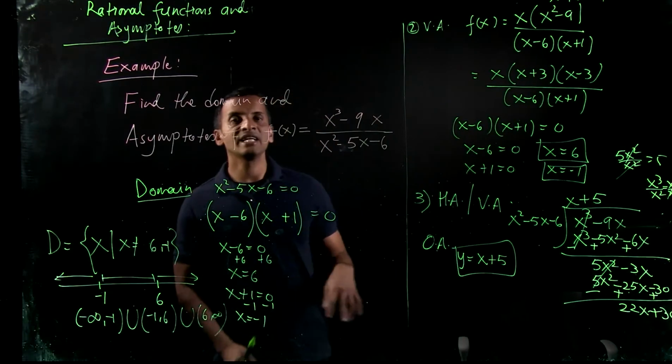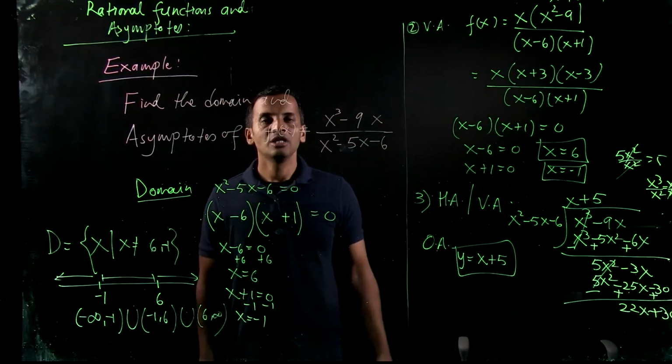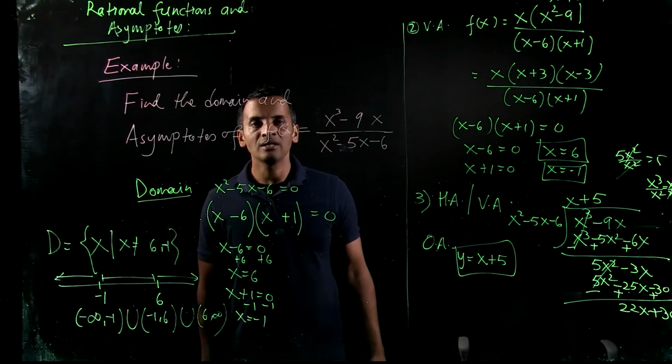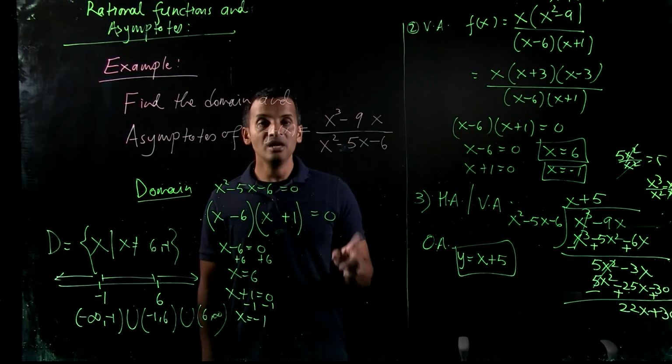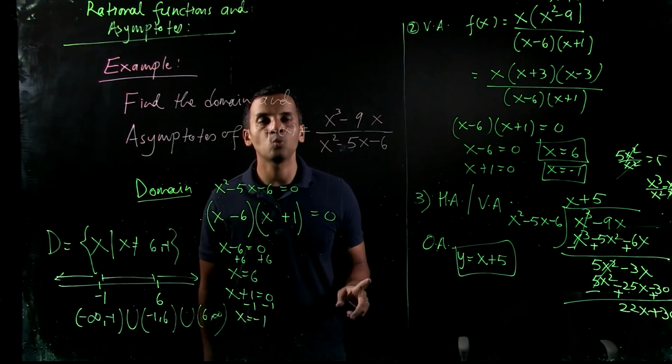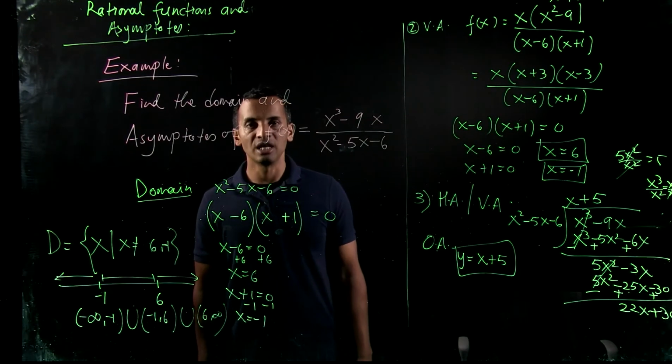Again, the final thing is sometimes if the degree of the top is bigger than the degree of the bottom by more than 1, there is no horizontal asymptote, there is no oblique asymptote. One more time. If the degree of the top is bigger than the degree of the bottom by more than 1, there is no oblique asymptote, there is no horizontal asymptote.